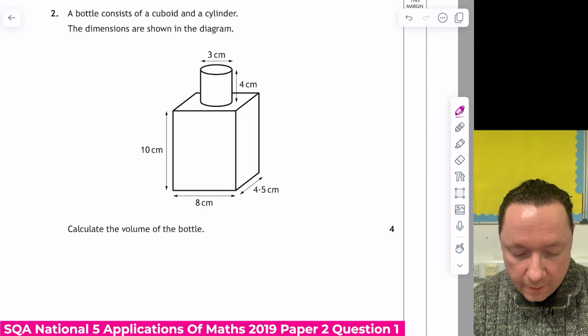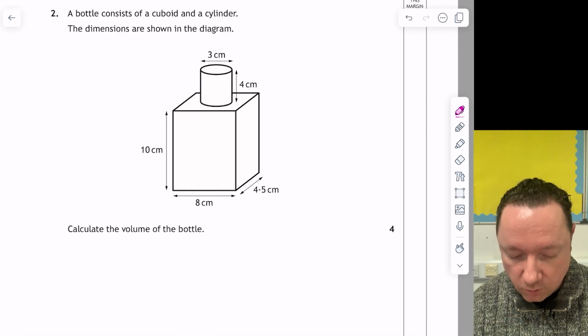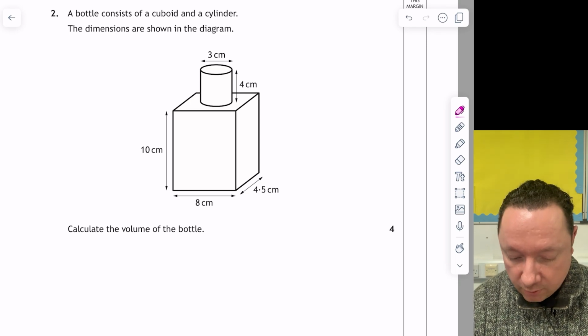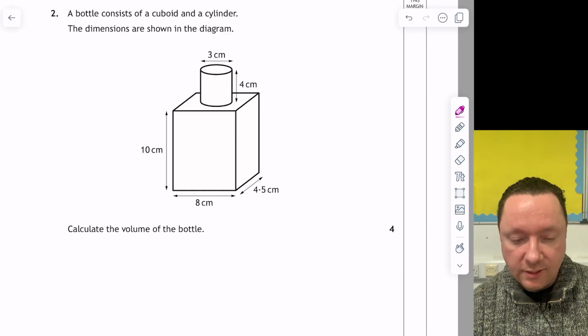SQA National 5 Application Maths 2019 Paper 2 Question 2. The bottle consists of a cuboid and a cylinder. The dimensions are shown in the diagram. Calculate the volume. So we've got a volume question here. We need to be able to calculate a cuboid ourselves without any work. But for a cylinder, we can check the start of the exam paper.